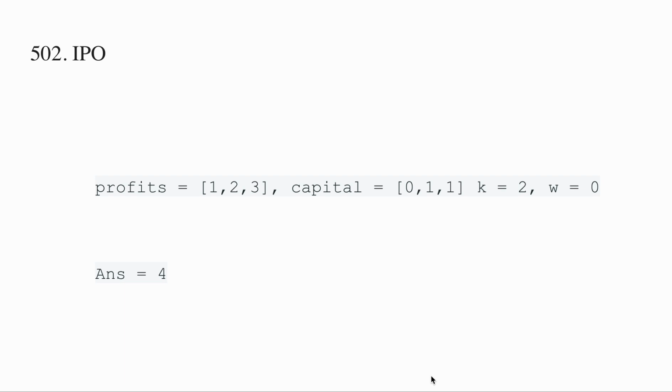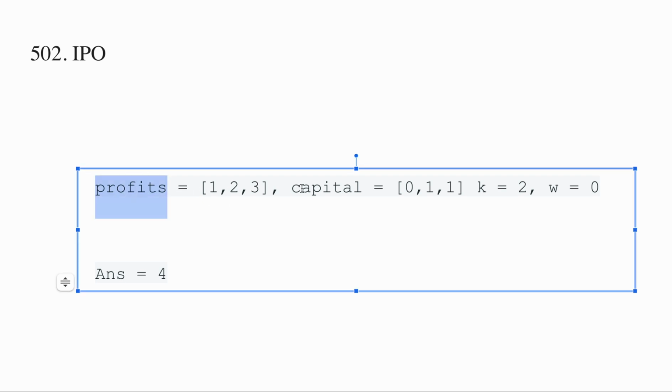In this video, I will be solving LeetCode problem number 502, IPO. Even if you haven't understood the problem, if you go through the video, you yourself will be able to arrive at the solution. So in this problem, you are given a profits array and a capital array. These two are interlinked with each other.